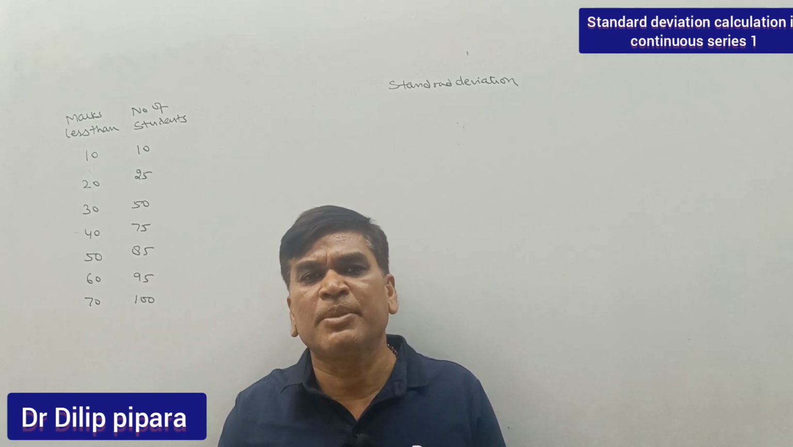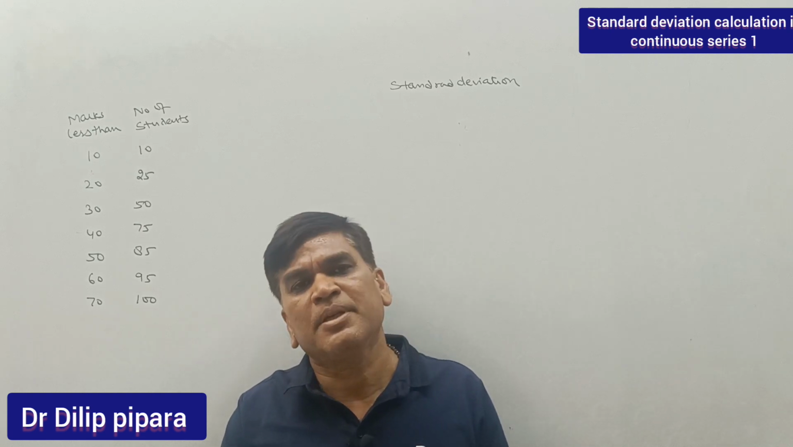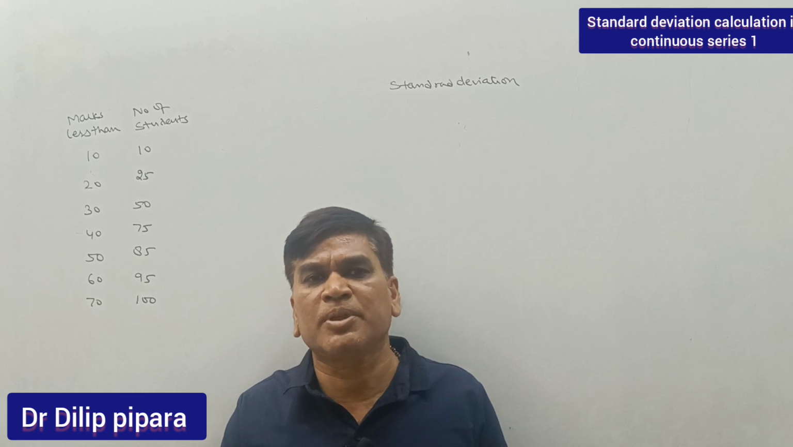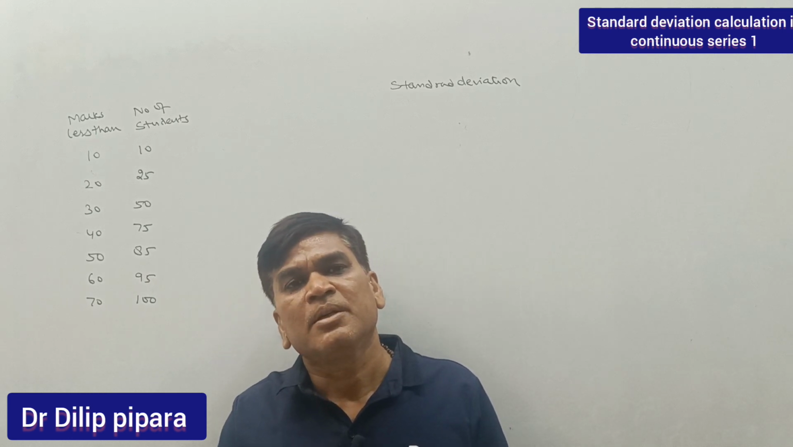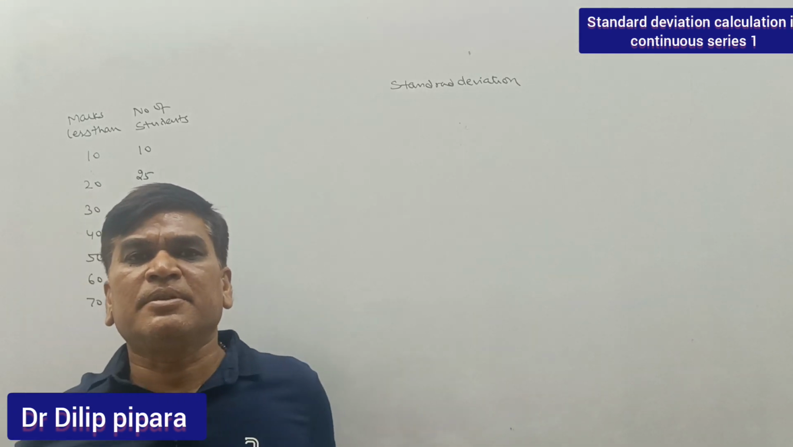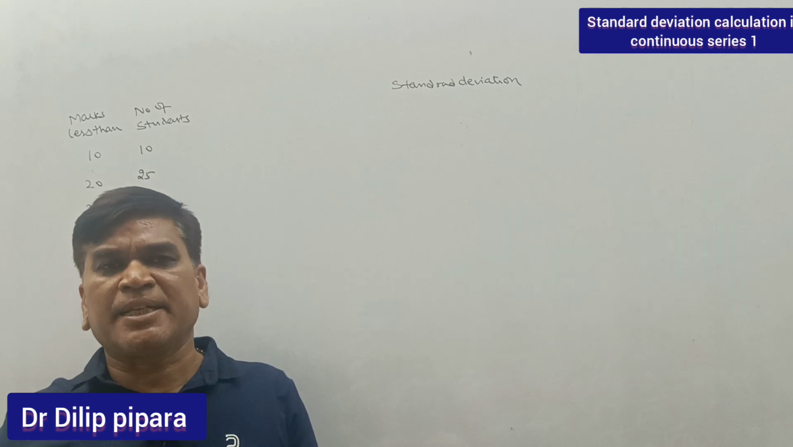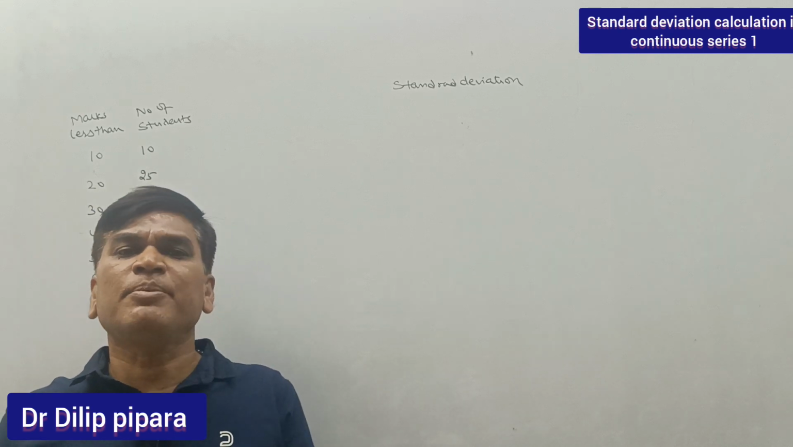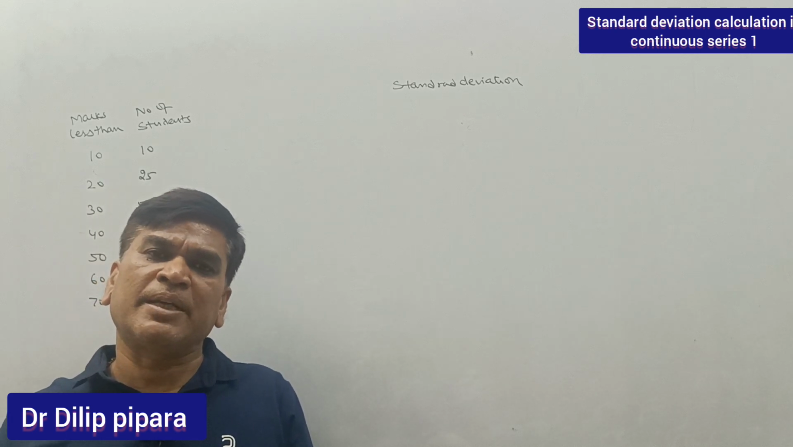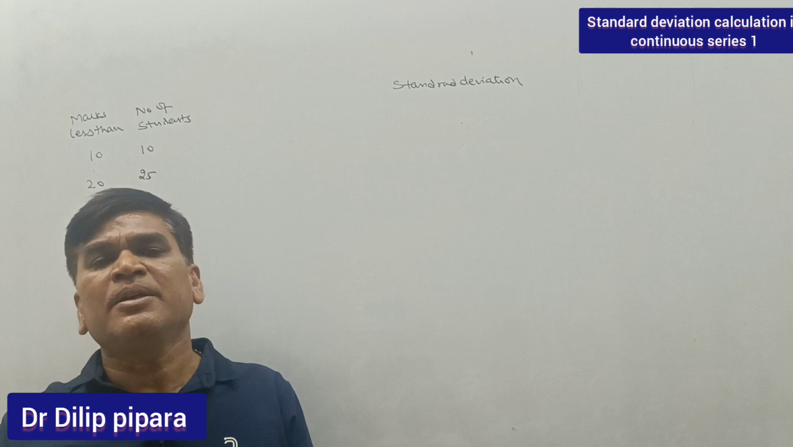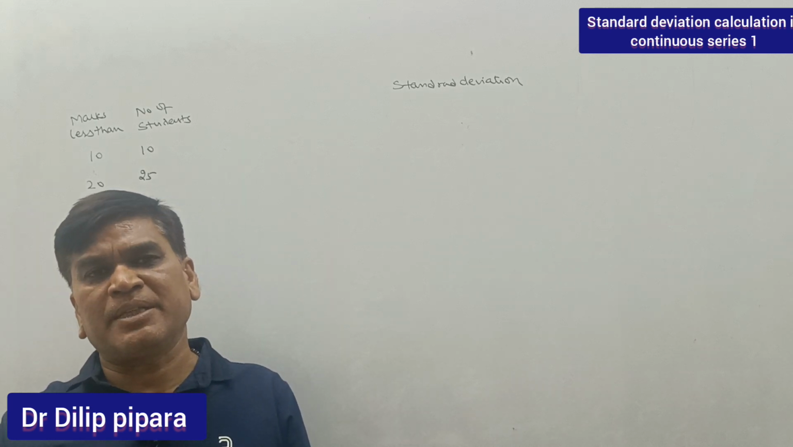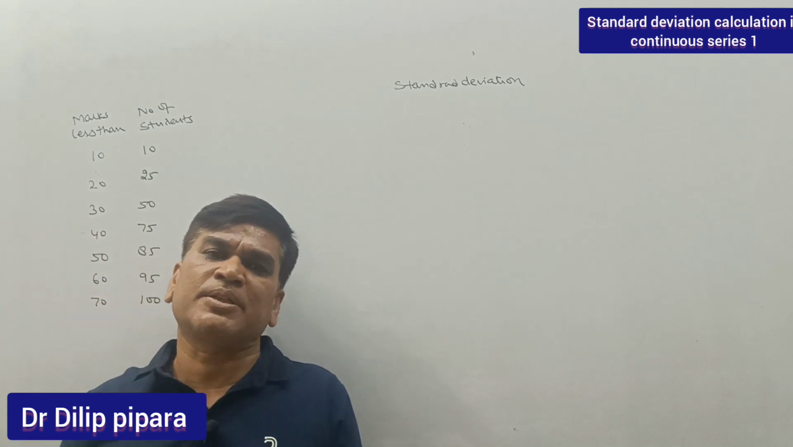A continuous series problem may be given in four types. The very first, the class interval is given, like 0 to 10, 10 to 20, 20 to 30, 30 to 40. Second, the continuous series may be given in less than type: less than 10, less than 20, less than 30, less than 40. Third, it may be more than type: more than 0, more than 10, more than 20, more than 30, more than 40. And the fourth one, the center size of the class interval may be given, which is also a case of the continuous series.